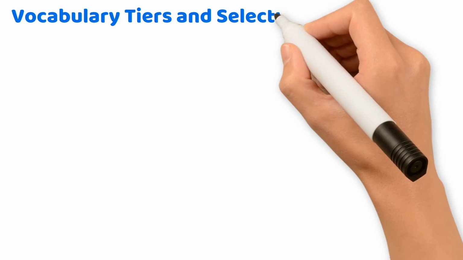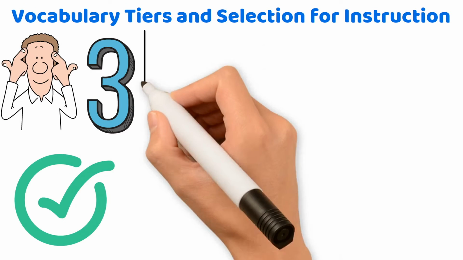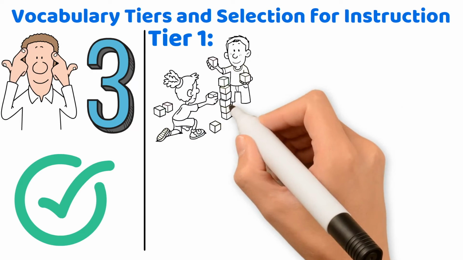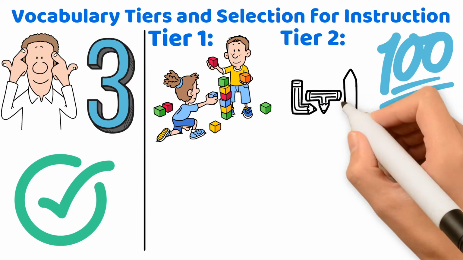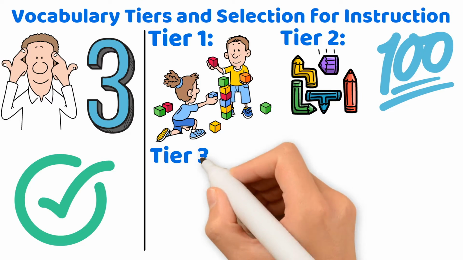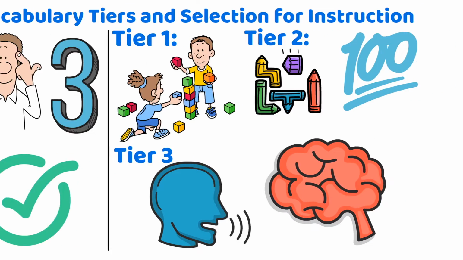For your exam, be aware that there are vocabulary tiers and selection for instruction. Understanding the 3 tiers of vocabulary is essential. Tier 1, basic words that most children know. Tier 2, high utility and academic vocabulary that is more complex. Tier 3, domain-specific words, often necessary for understanding specific content.